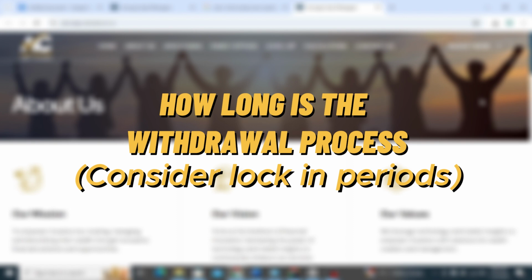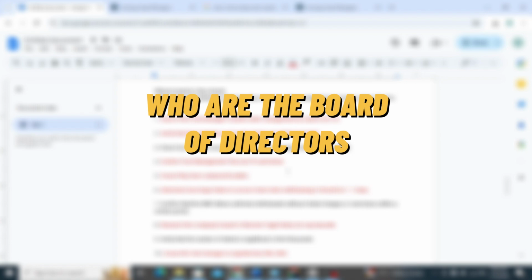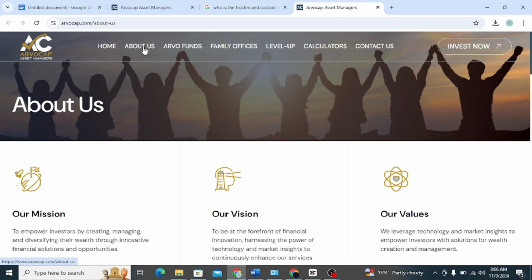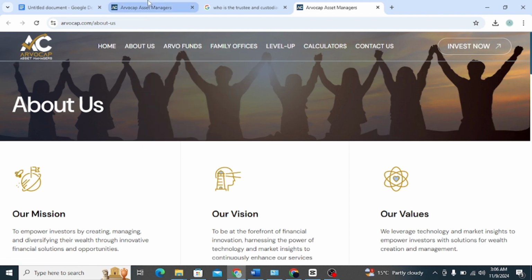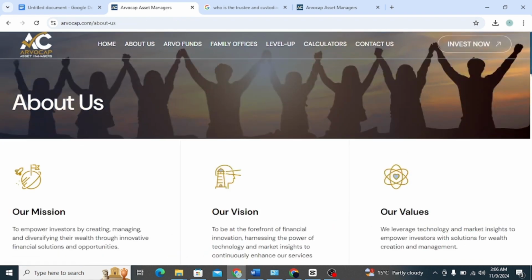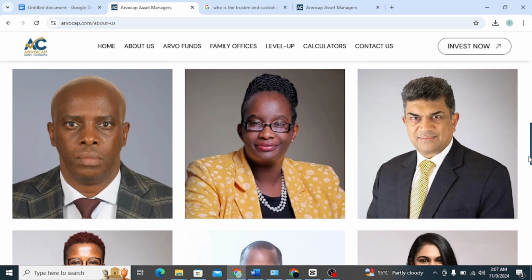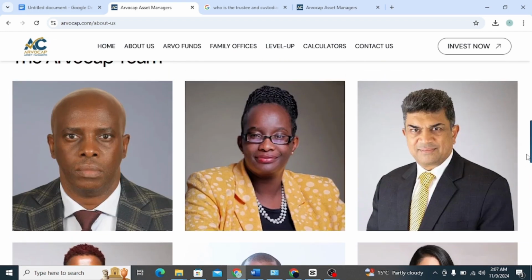So another thing is you have to research the company board of directors' legal history for any lawsuits. And as you can see here, if you go to About Us, you can see that these are the founders and the directors, and they're very, very open. This is where you can do your background check if you're the cautious type or you don't trust people type.